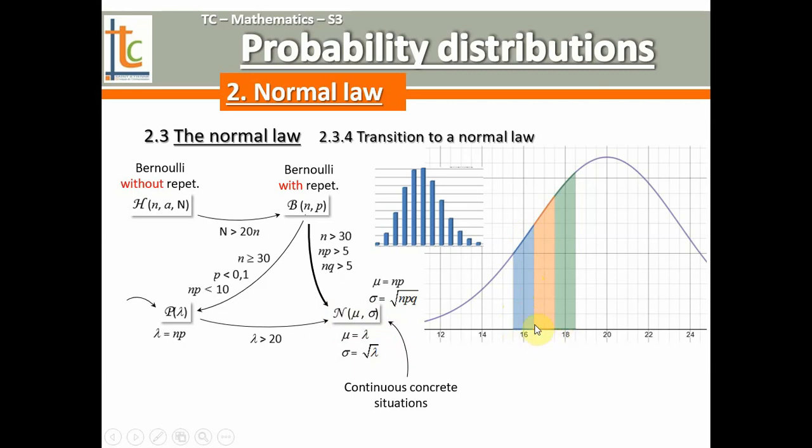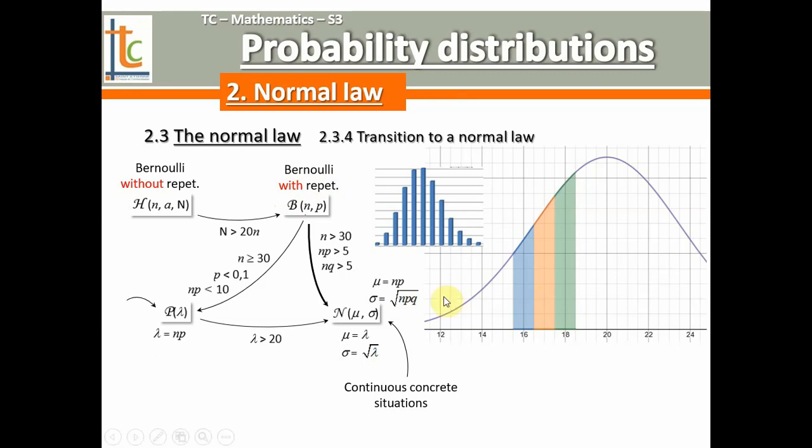The probability to be equal to 17 successes will be, for the normal distribution, the probability to be between 16.5 and 17.5, and so on, for each single value of number of successes. Okay? It doesn't correspond to what to do with continuous concrete situations. It only corresponds to what to do coming from a discrete random variable.